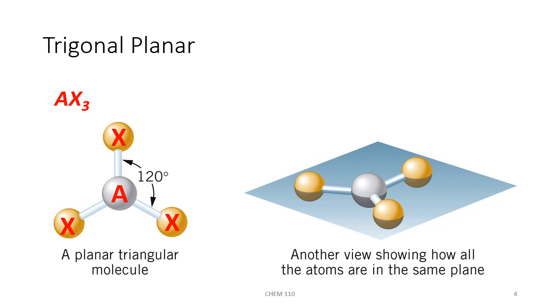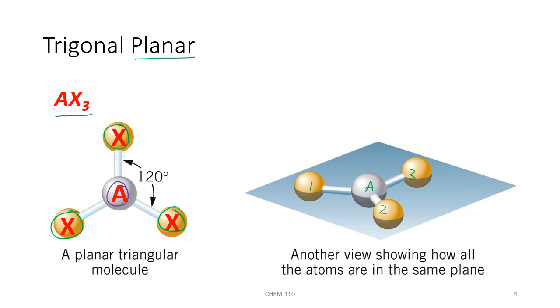The second major shape is trigonal planar. Trigonal planar molecules follow the format of AX3. We have A as our central atom and 3 outer atoms, which we're representing with X. And if we look at another view of the molecule, we can see that all 3 of our outer atoms and our central atom are all lying within the same plane. Therefore, it's a planar molecule.